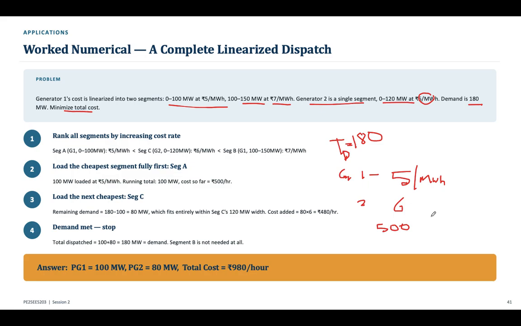The remaining demand is 80 megawatt, because 100 megawatt has been supplied. Let me write everything so you can have a look. Generator 1, segment 1 supplies 100 megawatt at 5 rupees per megawatt hour, so the cost is 500. But what is the leftover? Total demand is 180 and 100 is already supplied, so you are left with 80 megawatt.